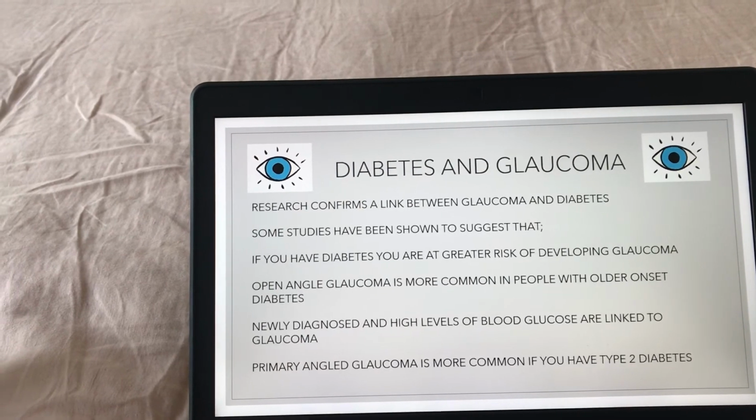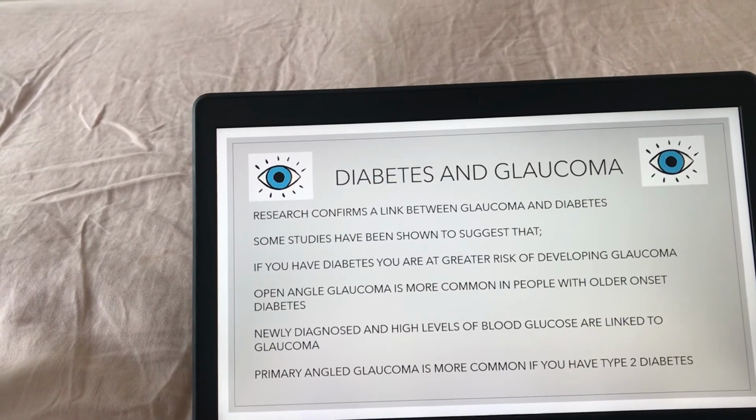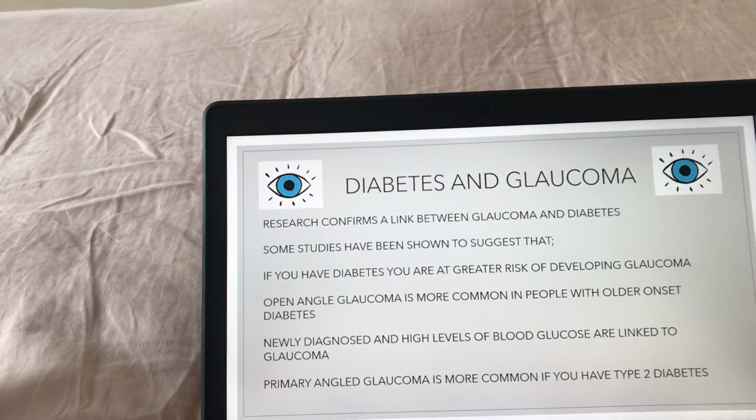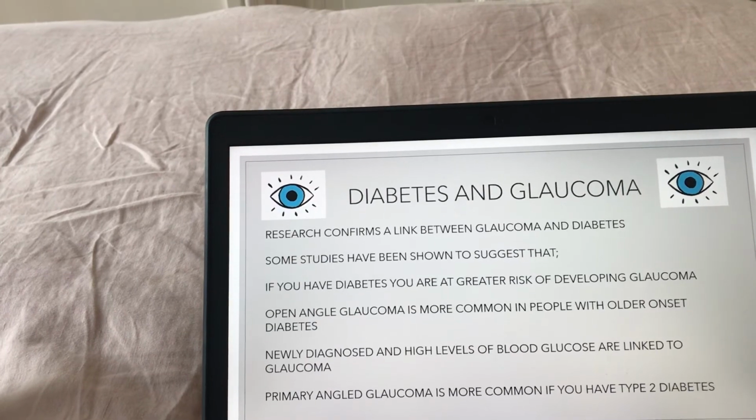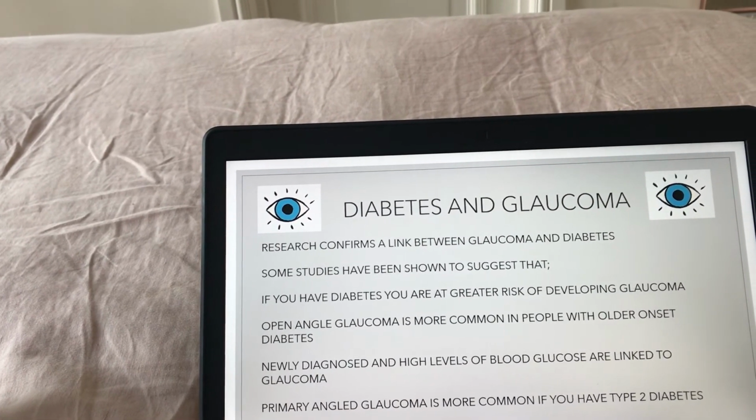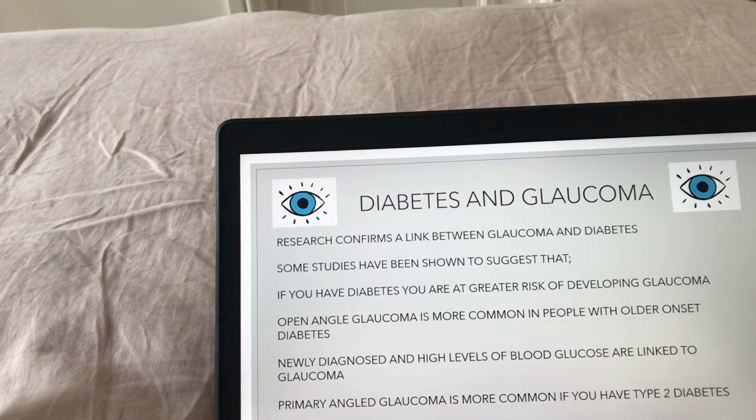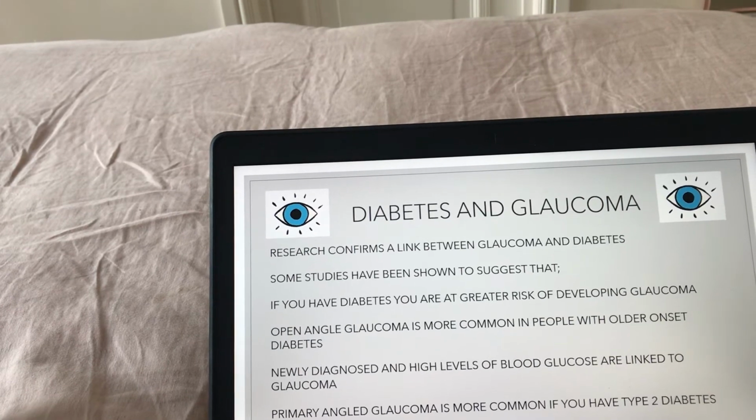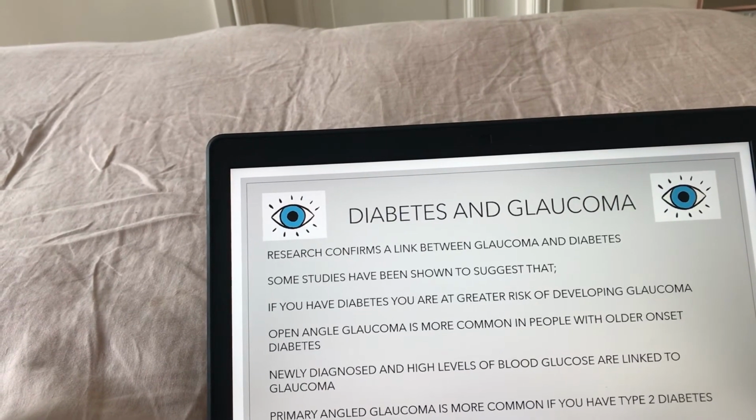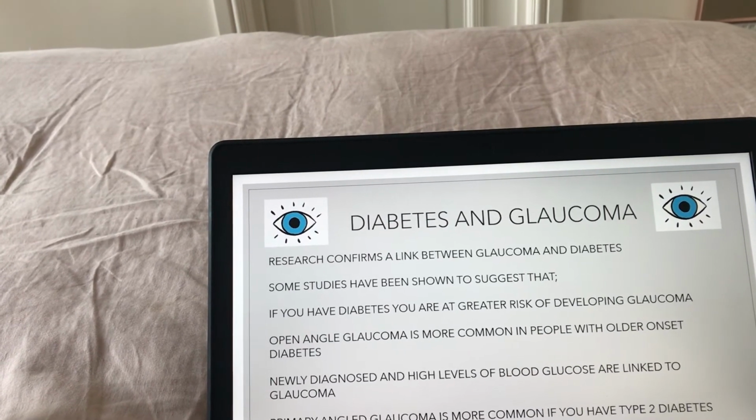A study in Australia of more than 3,500 older people found a significant association between diabetes and glaucoma, while another study of almost 5,000 older people in the US found that open-angle glaucoma is more common in people with older onset diabetes. A separate study of more than 4,000 older people in the Netherlands, which looked for signs of diabetes and glaucoma, found that newly diagnosed diabetes and high levels of blood glucose are linked to glaucoma.